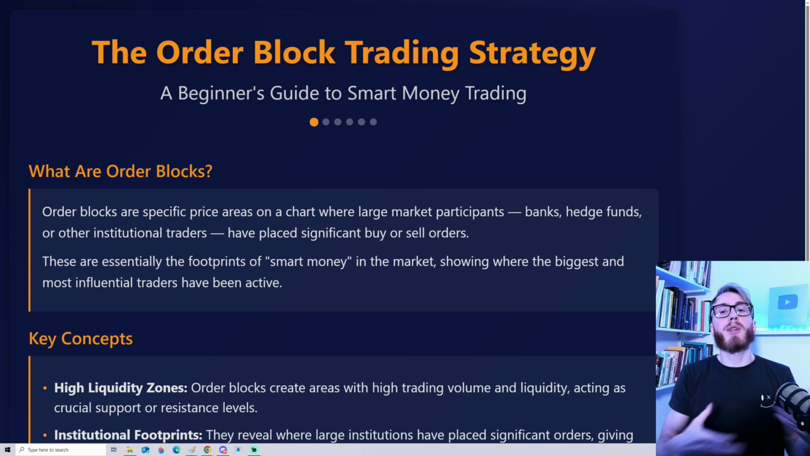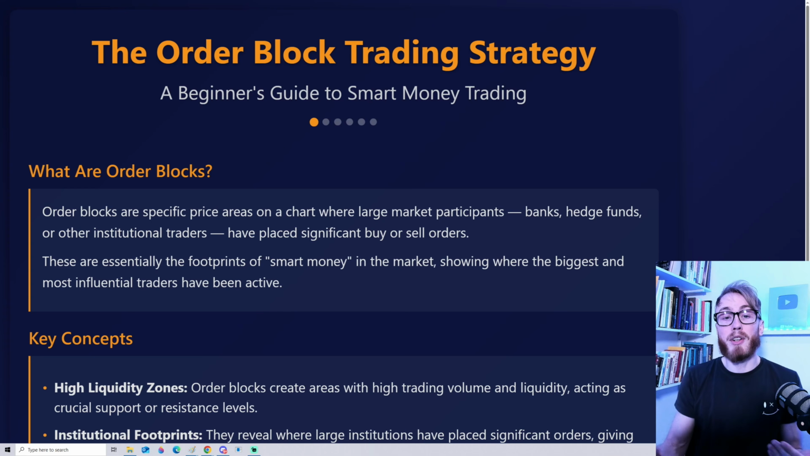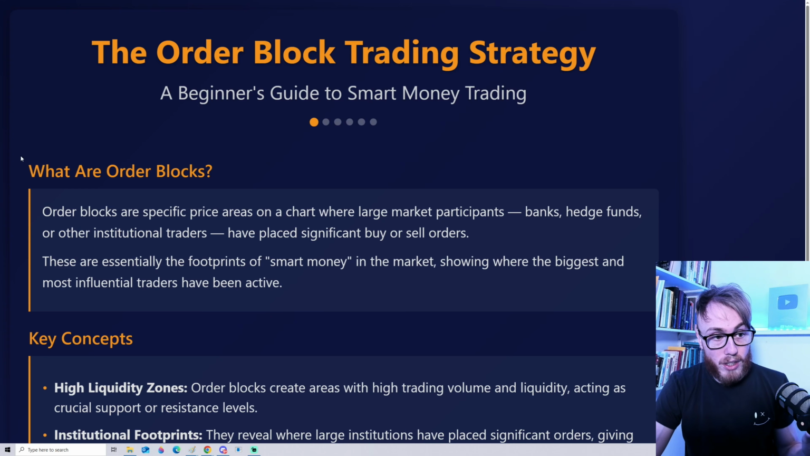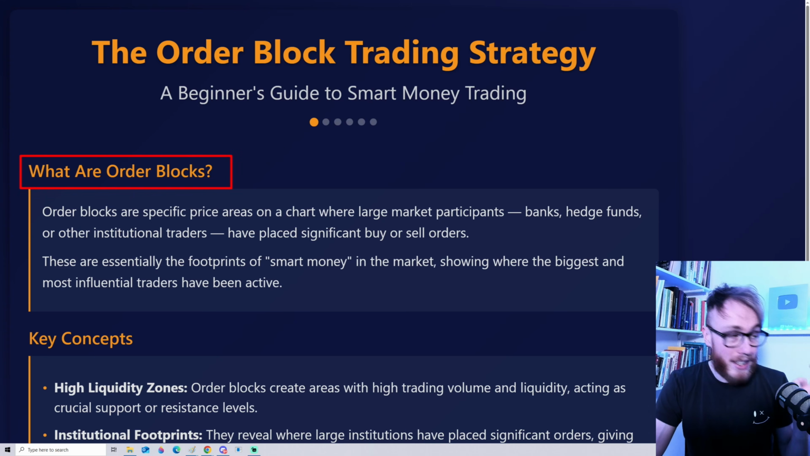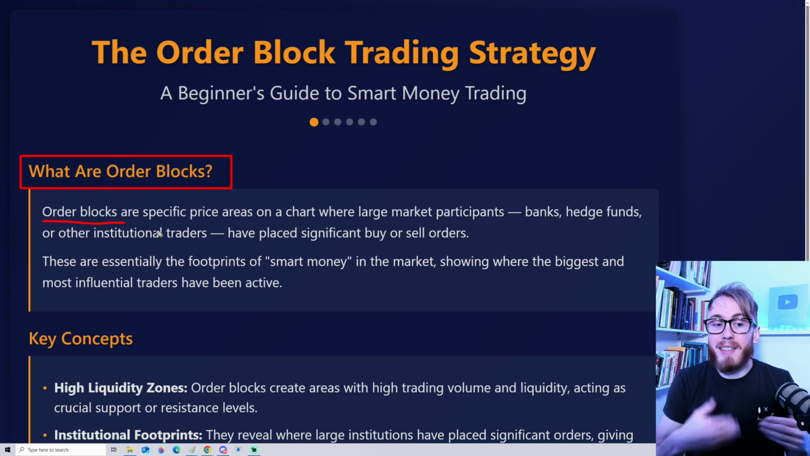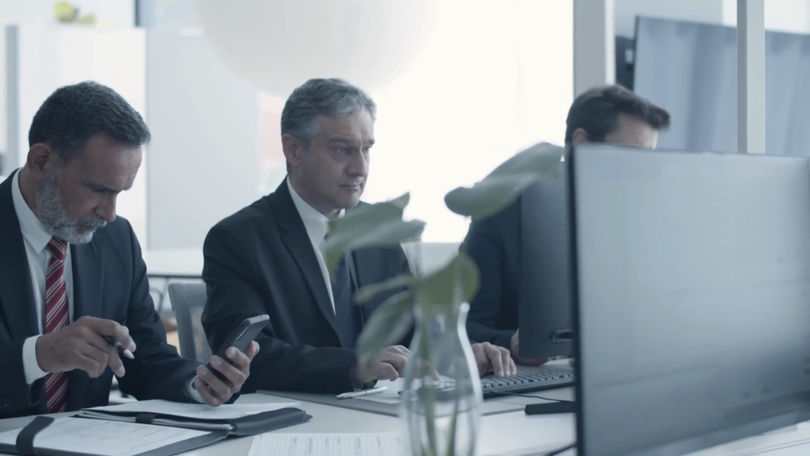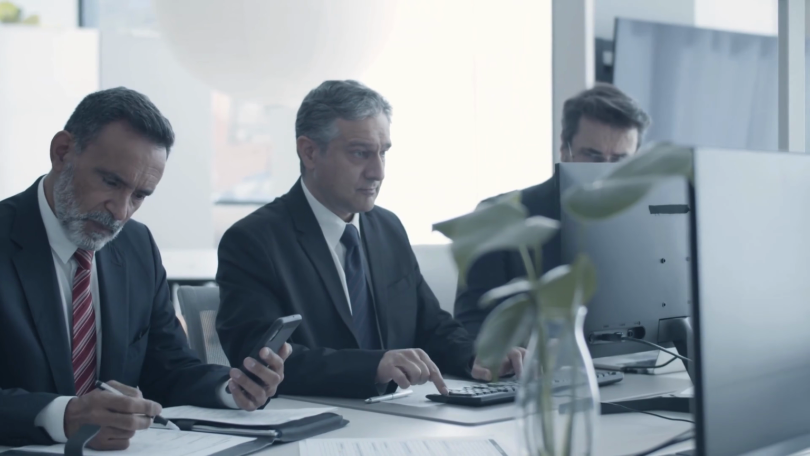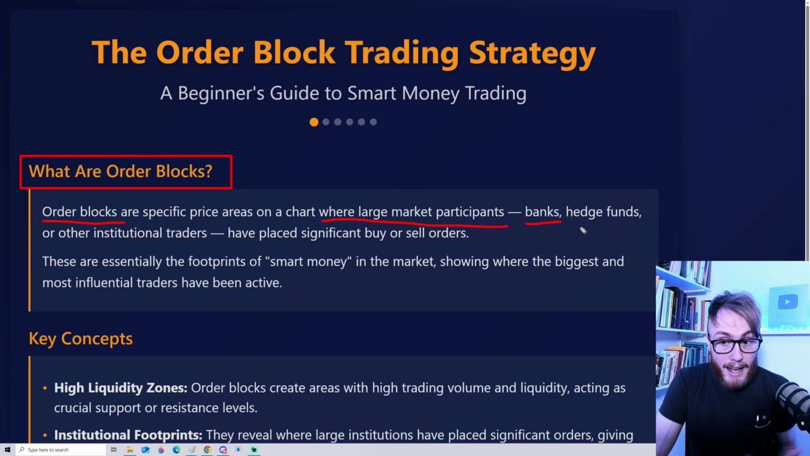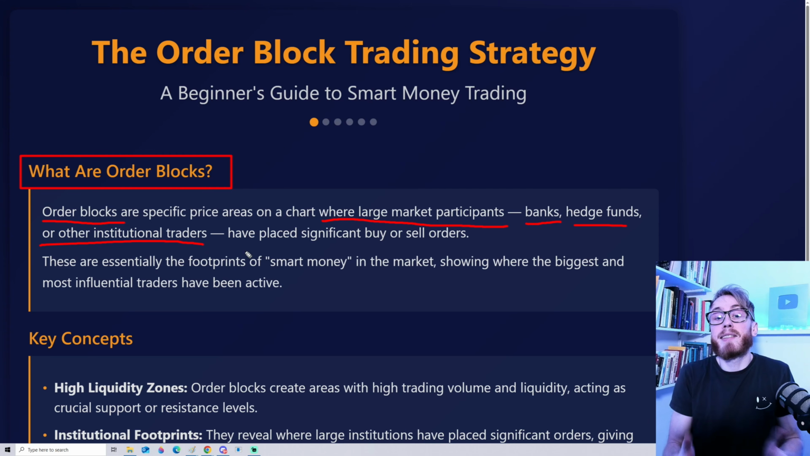But alright, so before we can start identifying and trading order blocks, we of course first of all need to know what an order block is in the first place. Order blocks are basically specific areas on the chart, and in this video I will show you guys exactly how to identify them. But this is basically areas where large market participants, think about market participants like banks, hedge funds, or other institutional traders, have placed significant buy or sell orders.